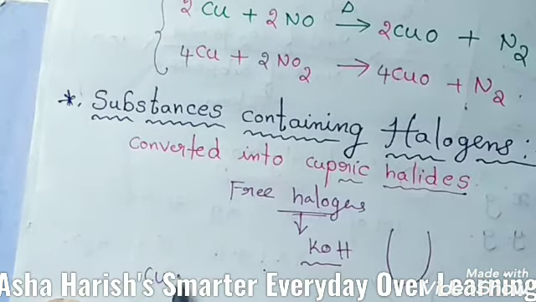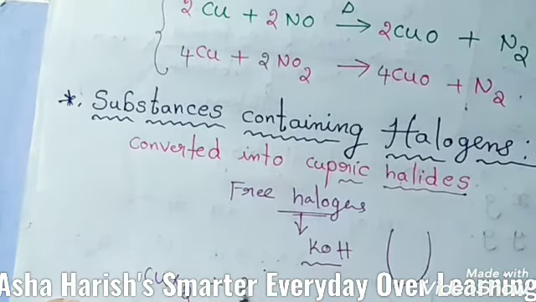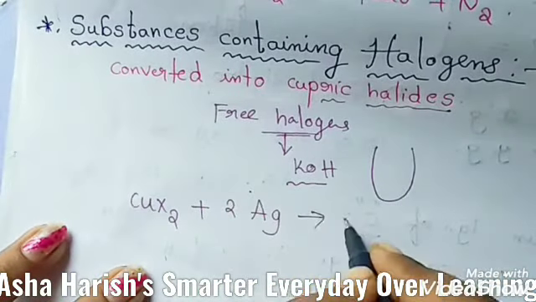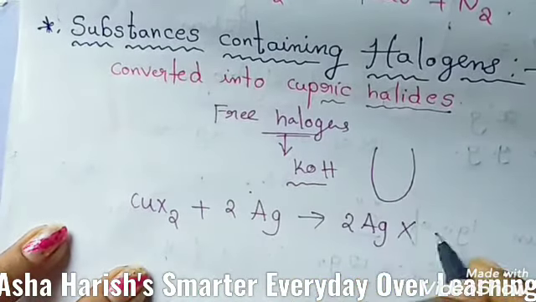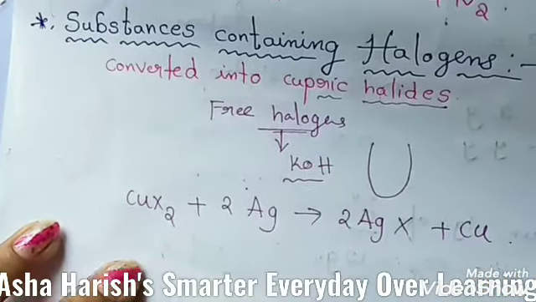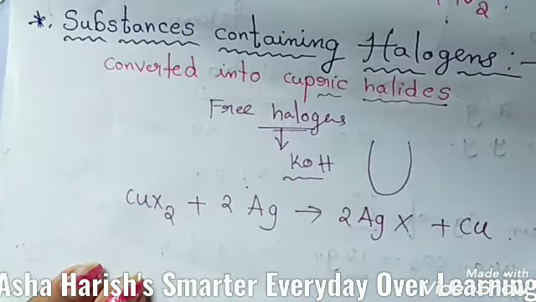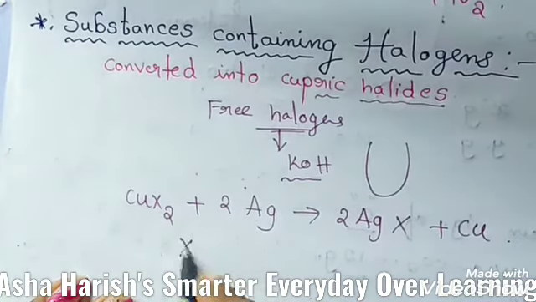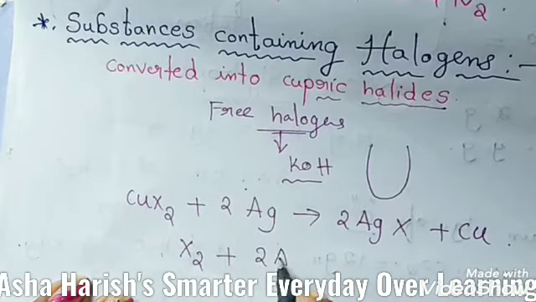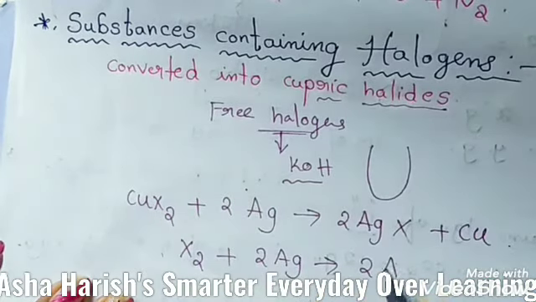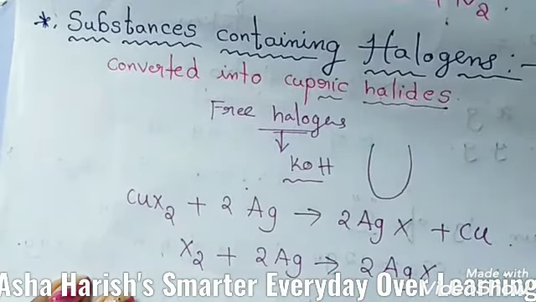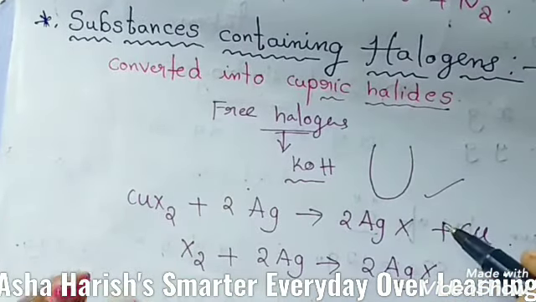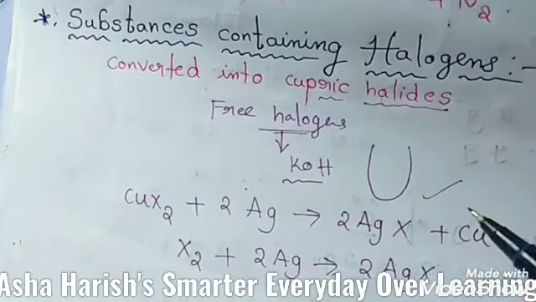Let's see the equations for this. CuX2 plus 2Ag gives 2AgX plus Cu. In the place of X you can place chlorine, fluorine, bromine or iodine. These are the halogens. Similarly, X2 plus 2Ag gives 2AgX. For substances containing halogens, if you do this type of process, you can easily remove them.